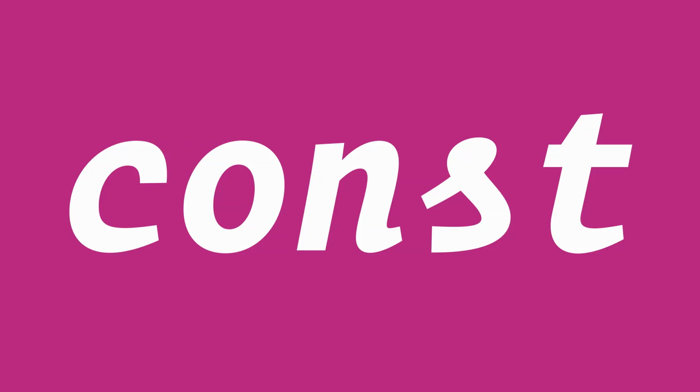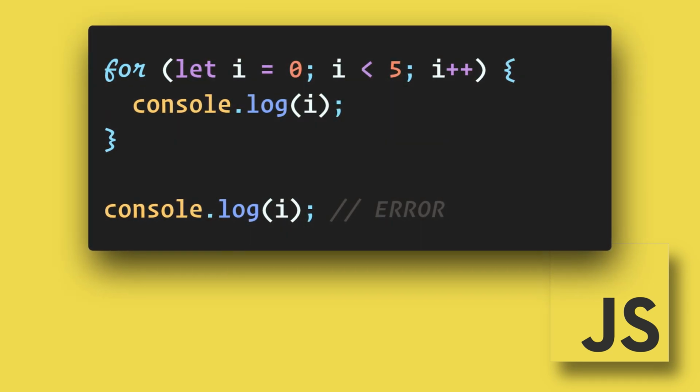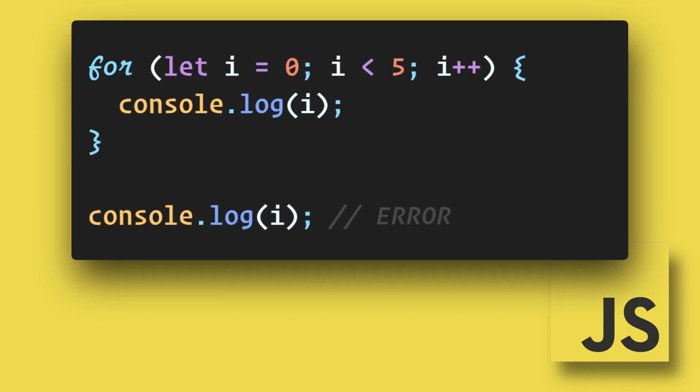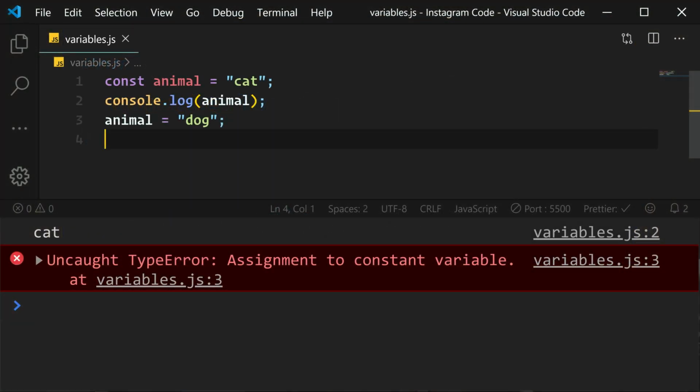Var, let, const. Why are there so many ways to declare a variable in JavaScript? Let and const are block scoped, which means that they cannot be accessed from outside of the block within which they are defined. Const stands for constant. The value cannot be changed, but it is also not immutable.